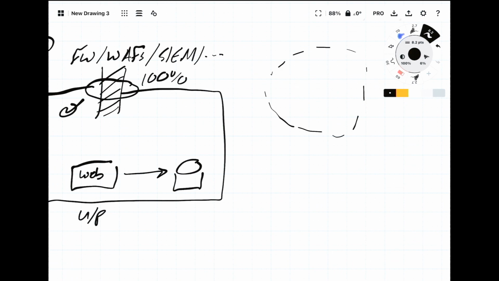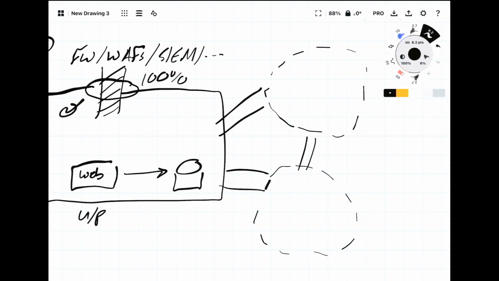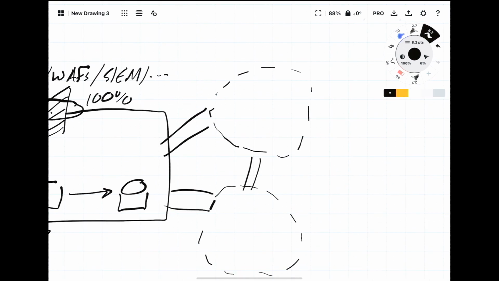Now along came cloud, and we have these nice fluffy zones, and now we're going to connect everything together into a giant network, right? And so what you start to see is people said, well, why don't I just treat the cloud the same as my data center?